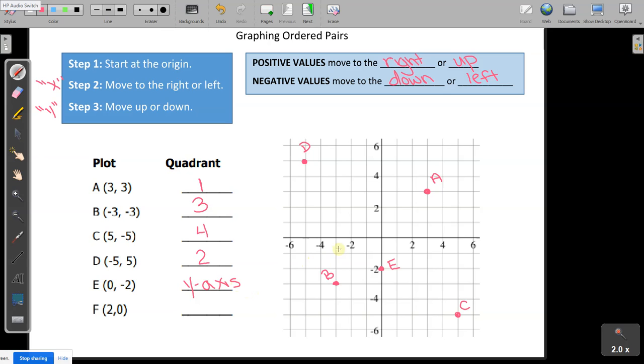And last one, we have 2, 0. So we start at the origin, we go to 2, and then we aren't moving anywhere. So we put our point there. And that is F. And we are not in a quadrant, we're on an axis, and this is our x-axis. So that's plotting and graphing our points.